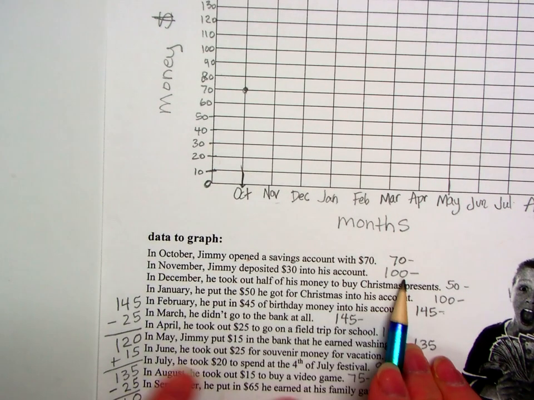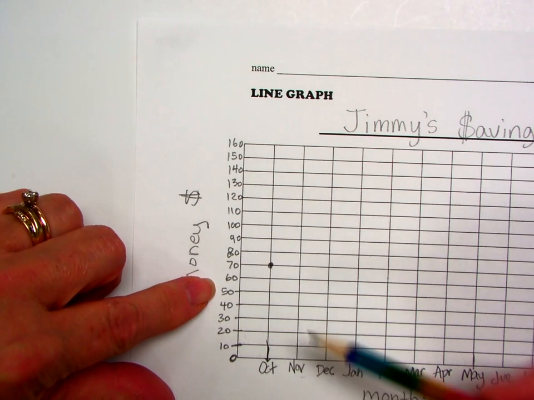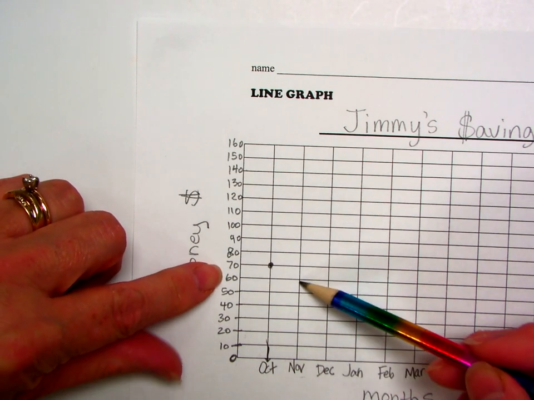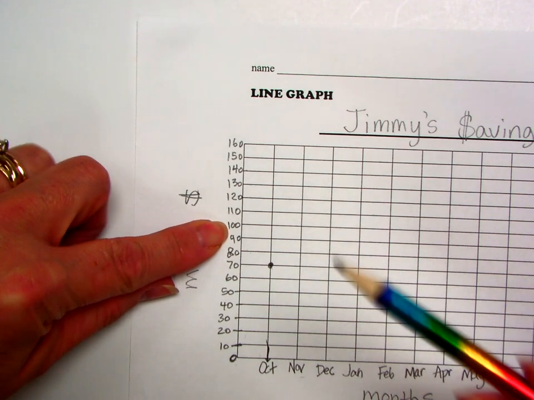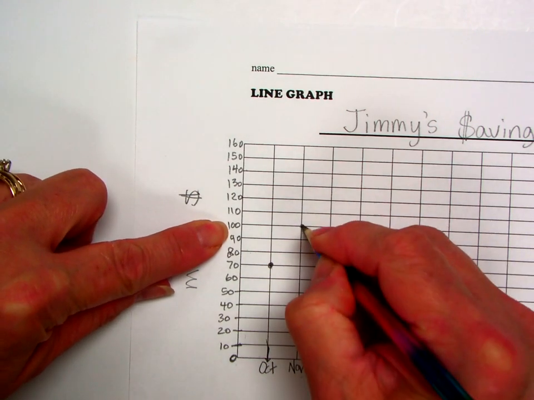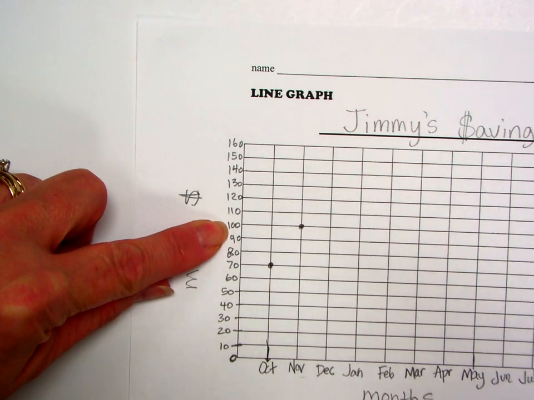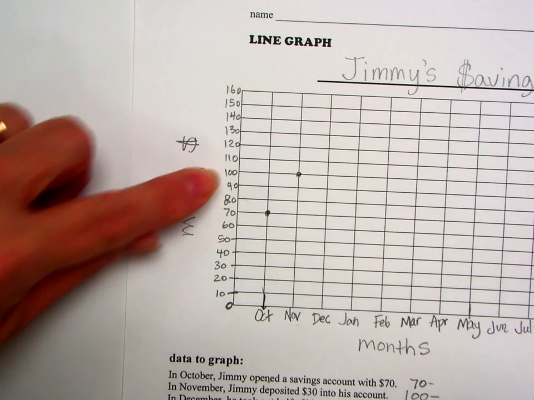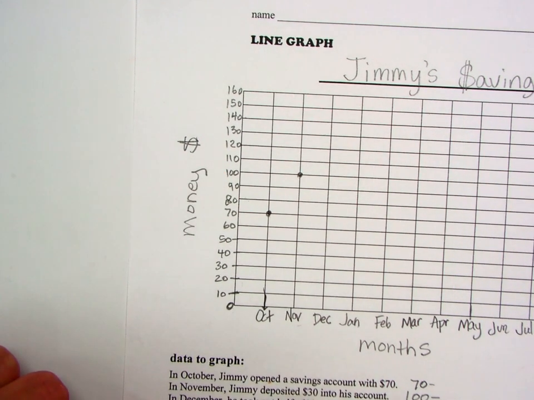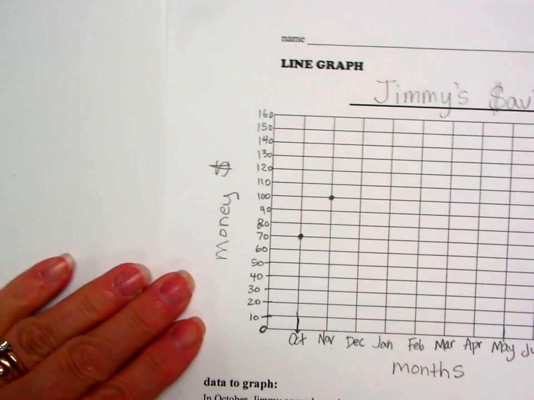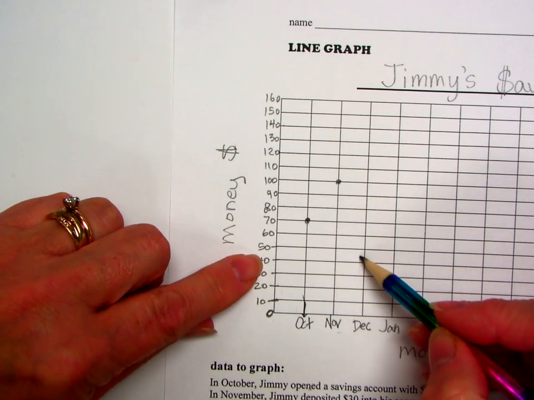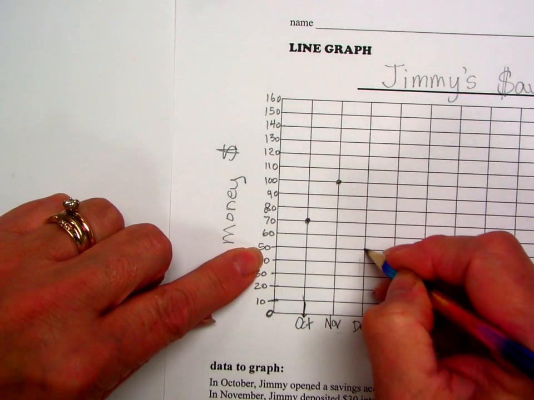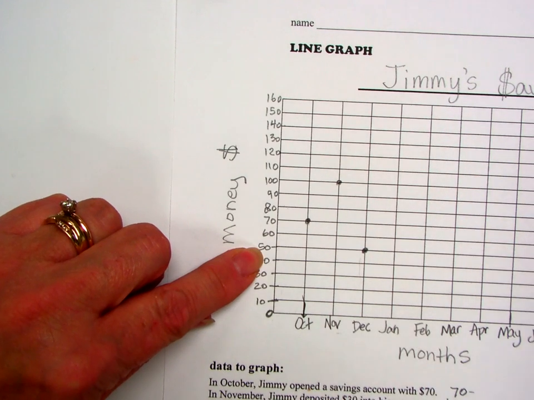Next one says 100. He added $30 to his account, and now he has 100. So for November, we're going to follow this line straight up until we get to across from the 100. And then we're going to put a dot right there. Okay. Then December, he took out half of his money, so now he only has $50 in his savings. So from December, I'm going to go up to 50 and put a dot.